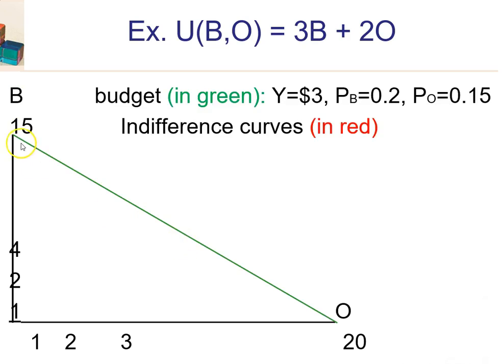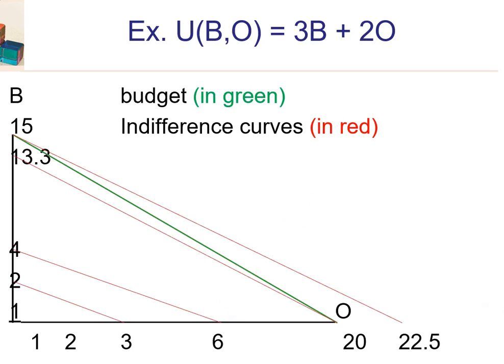So let's do this. Let's graph the budget constraint here in green, and let's find the slope. The slope is going to be 15 divided by 20, or 0.75. That's the slope of the budget constraint. Now let's sketch the indifference curves. Sketching the indifference curves, here they appear in red.